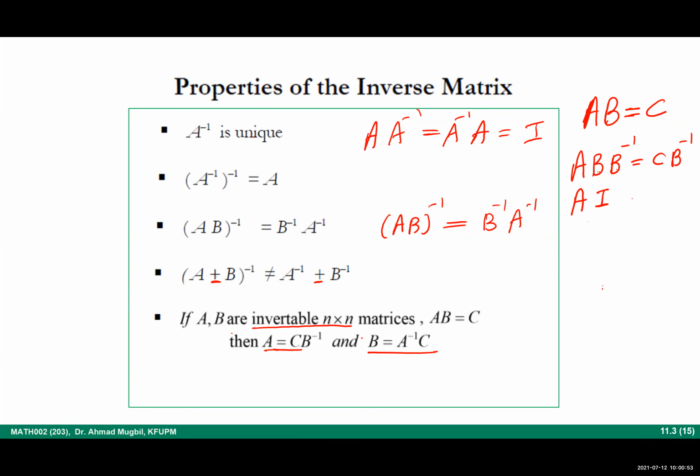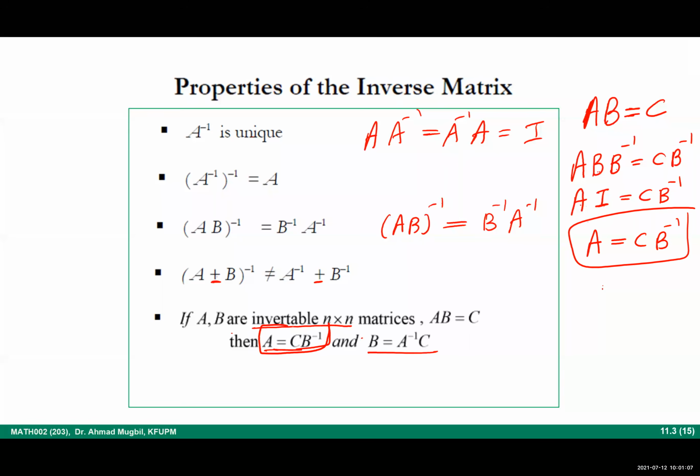The identity equals CB inverse. Now A multiplied by the identity equals what? To A, any matrix multiplied by the identity is itself. So what is A? Here it is. This is A, CB inverse.